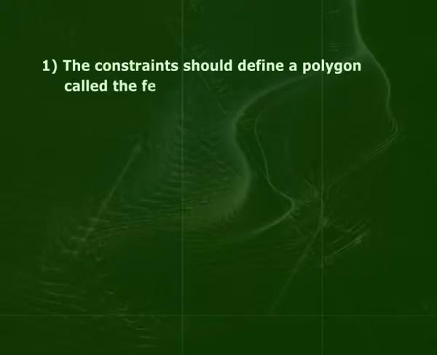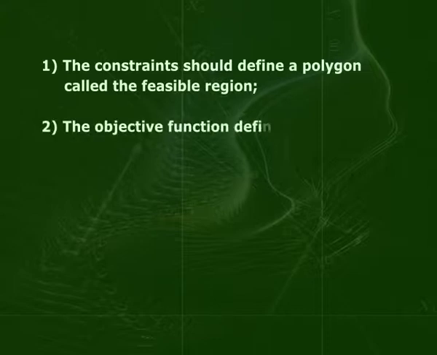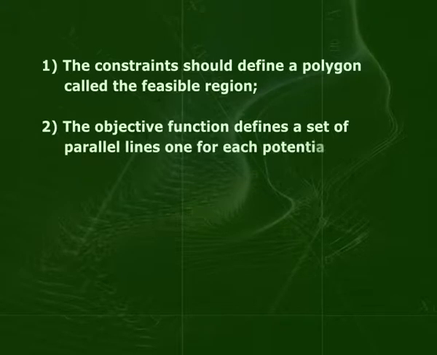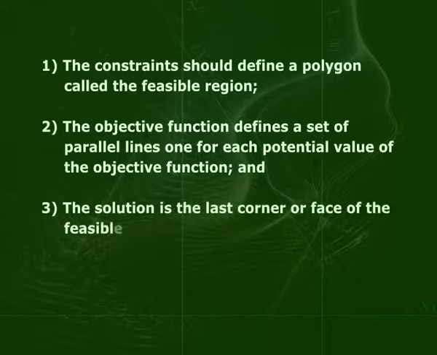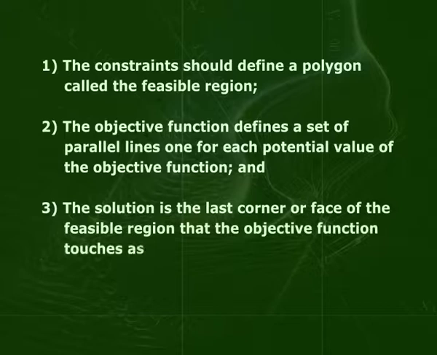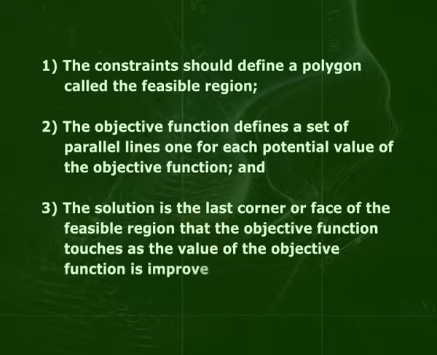Three key points that you should have learned from the graphical solutions are: the first one, the constraints define a polygon called the feasible region. Second, the objective function defines a set of parallel lines, one for each potential value of the objective function. And third, the solution is the last corner or face of the feasible region that the objective function touches as the value of the objective function is improved. This third point implies two important facts. The first, the solution of an LP problem always includes at least one corner. Second, the solution is not always just a single point. If more than one corner point is optimal, then the face between those two points is also optimal.